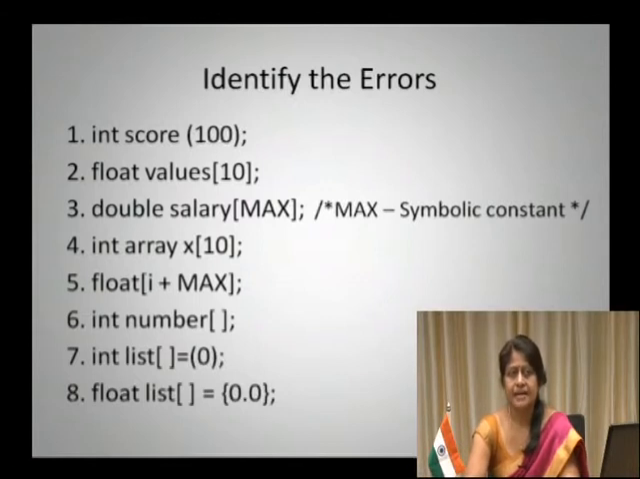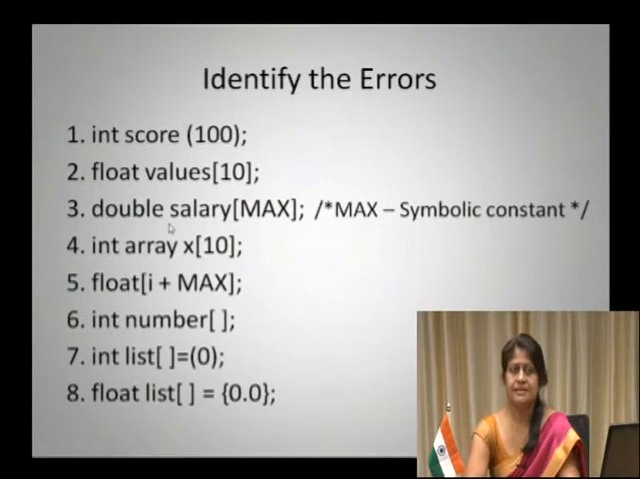Next, coming to the second declaration, that is float values of 10. Float is a data type, values is a user defined variable name, that is the array name, and then 10 is the maximum size of the array values, and it is also enclosed within a square bracket with a semicolon at the end. So, this declaration is absolutely correct.